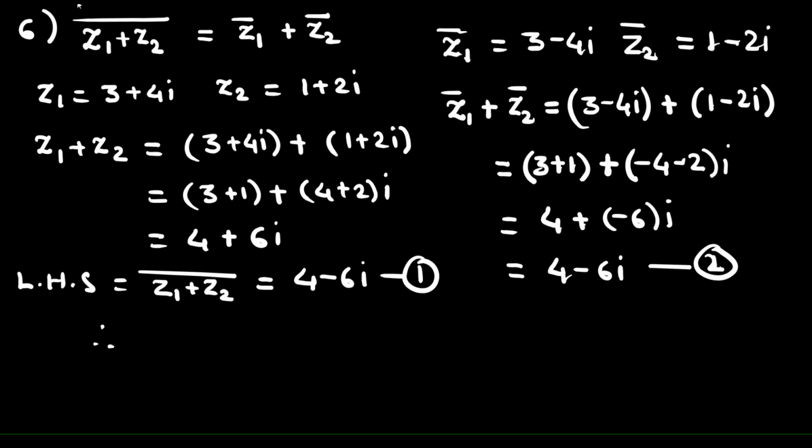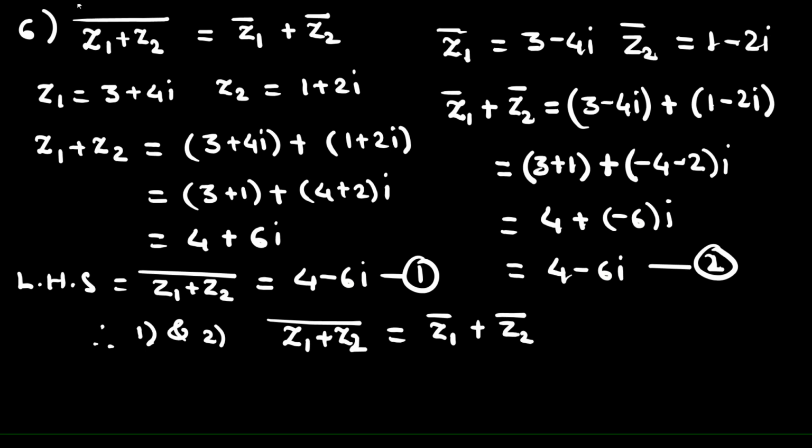So from equation number 1 and equation number 2, for the addition, the conjugate of z1 plus z2 will be equal to z1 conjugate plus z2 conjugate. That is the sixth property. Then next, the seventh property, in a similar way: the conjugate of z1 minus z2 will be equal to z1 conjugate minus z2 conjugate. You can verify that property now.